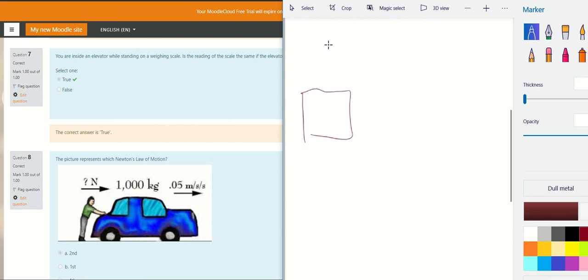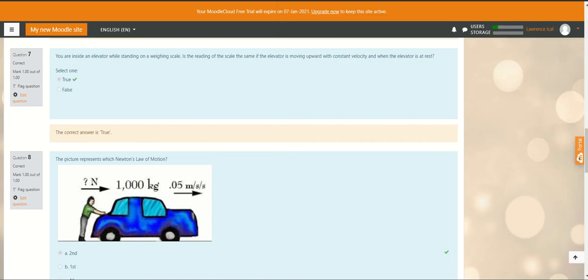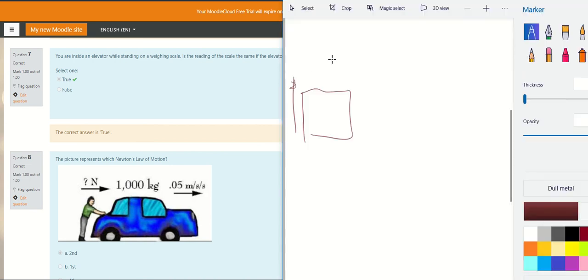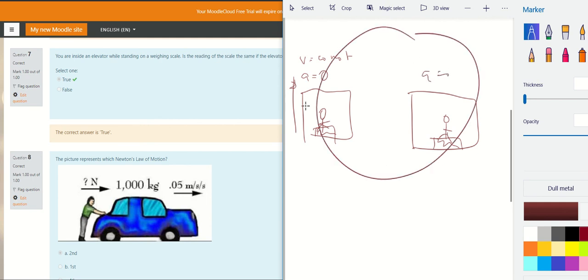First one is that the elevator is at constant velocity. If you said constant velocity, then it means that the acceleration is zero. Alright? So if you are on a weighing scale here, and you are stationary, then you're not moving. So a is equal to 0. So basically the same.